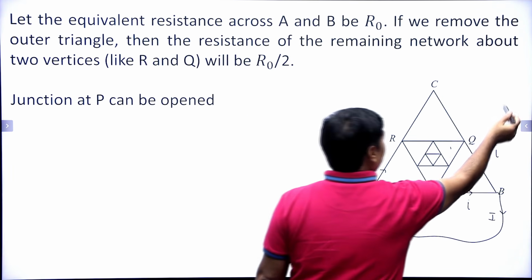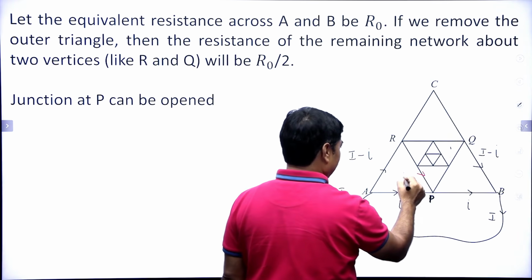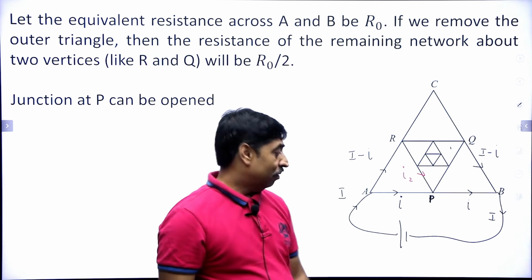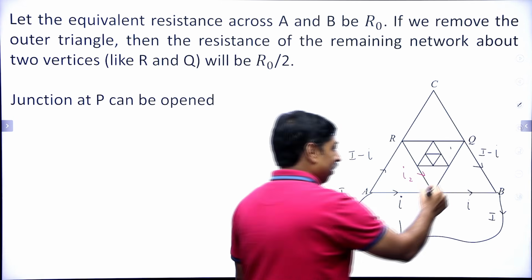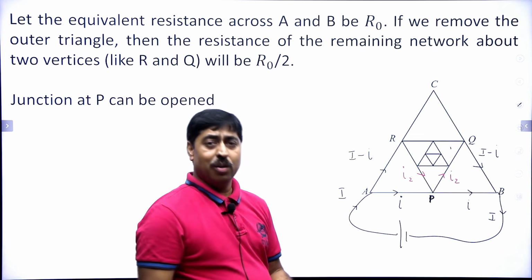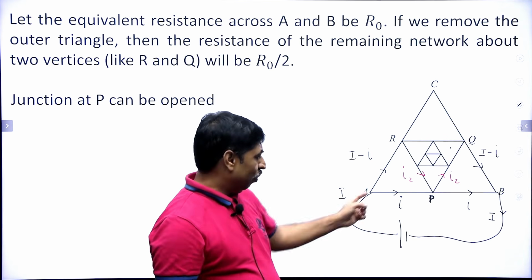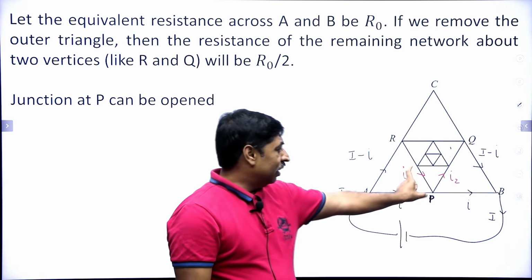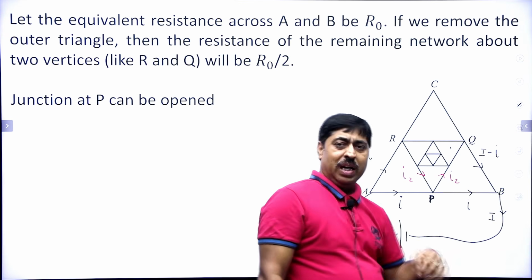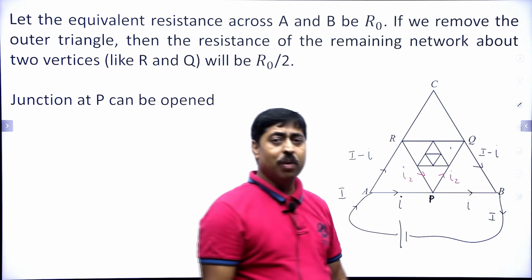Interestingly, if I assume that current here is, I am just writing it I2, current here is I2, then please try to understand from the same logic current here will also be I2, because again these two resistances are symmetrically located whether you look at it from side A or side B. When you look at it from side A, this resistance is in similar position as this one when you look at it from the side B. So if this current is I2, then here also current will be I2.